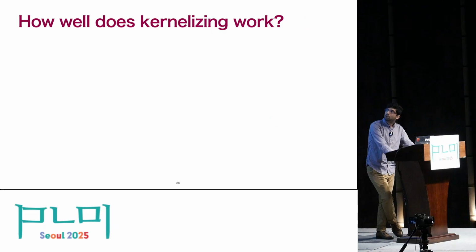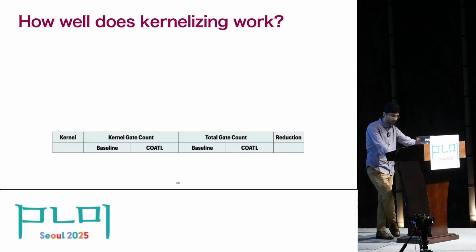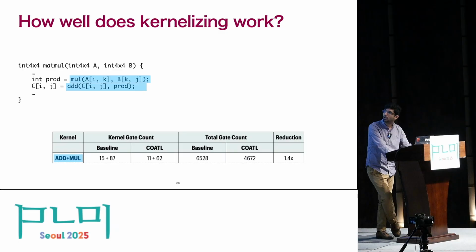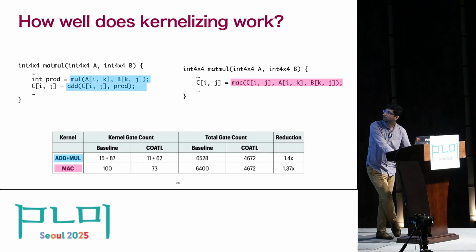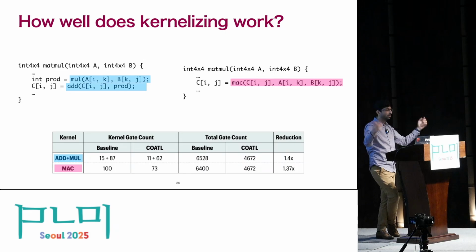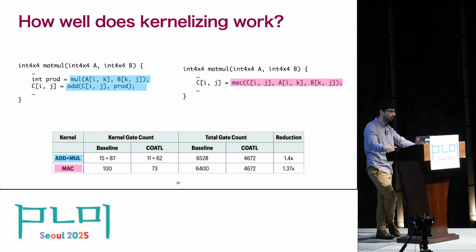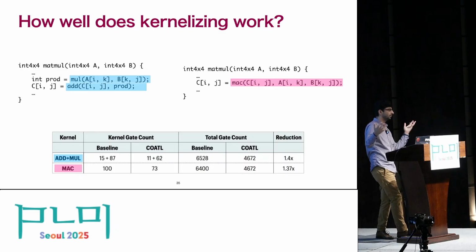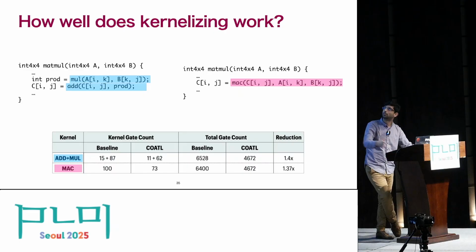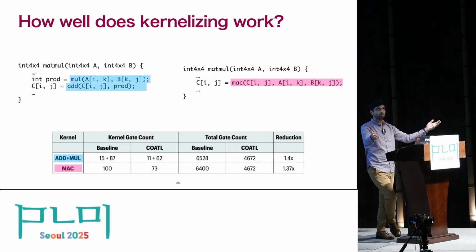So the obvious question here is, how well does this work? We took a matrix multiply, and we tried kernelizing it in a couple of different ways. Briefly, what we found is that different ways of kernelizing still give us very comparable speedups to what our original thing gave us. So maybe the takeaway is that kernelization is pretty good, and this helps us apply this technique to larger programs as well.